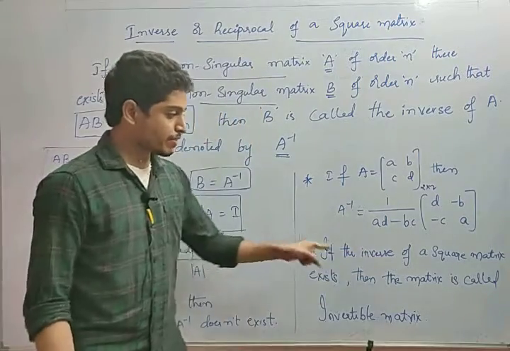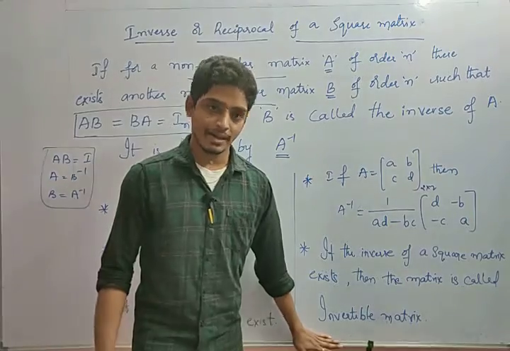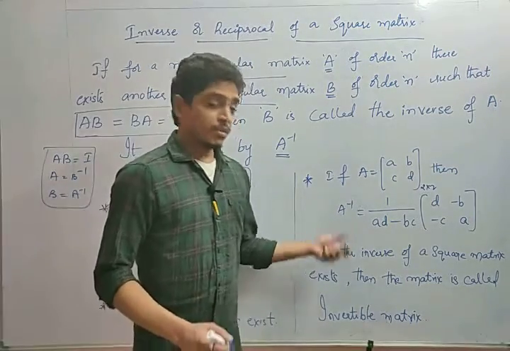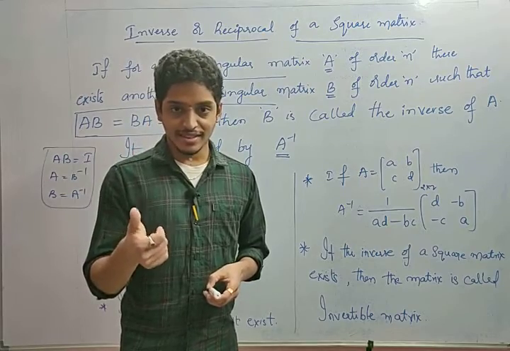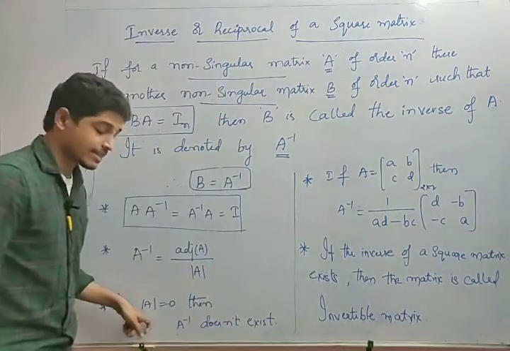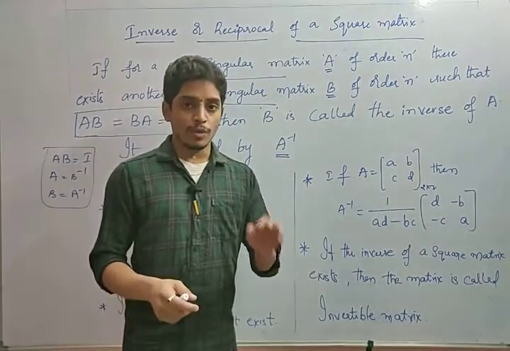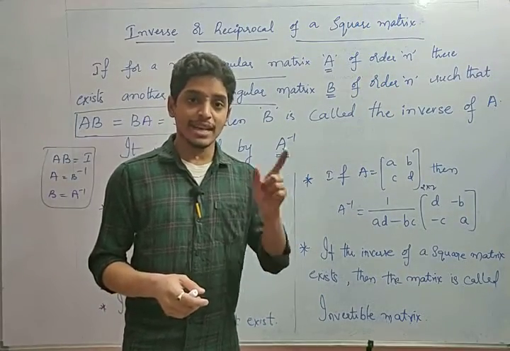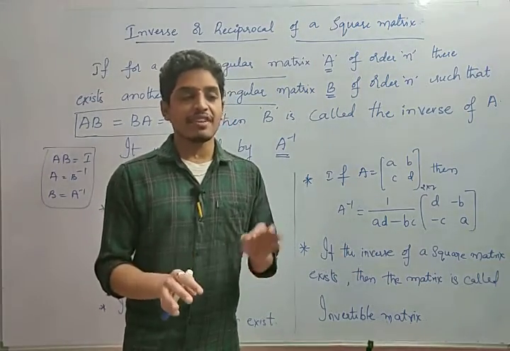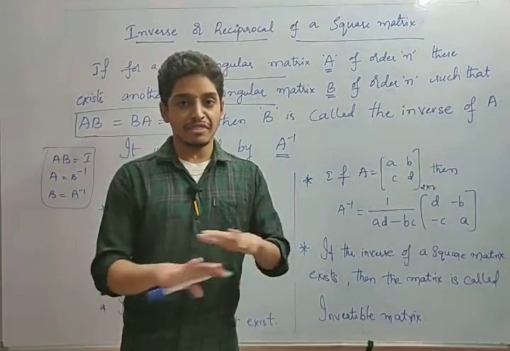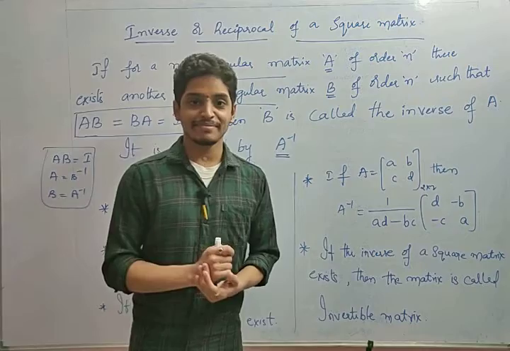Next, if the inverse of the square matrix exists, then the matrix is called an invertible matrix. That means for every non-singular matrix, definitely A inverse exists, right? Only for a singular matrix, that is det equal to 0, A inverse does not exist. Here, if the inverse is possible for a matrix, then it is nothing but a non-singular matrix, right? Which means every non-singular matrix is an invertible matrix, because we can define A inverse for every non-singular matrix, right?